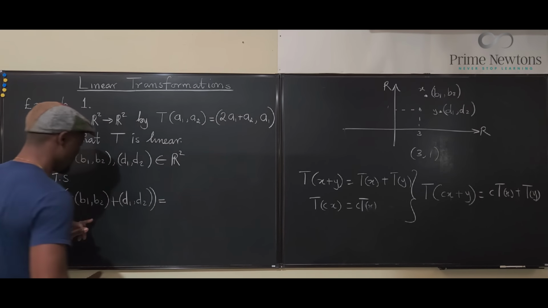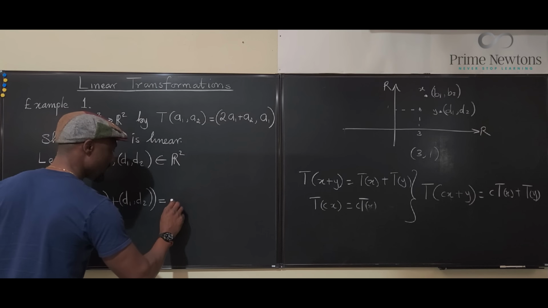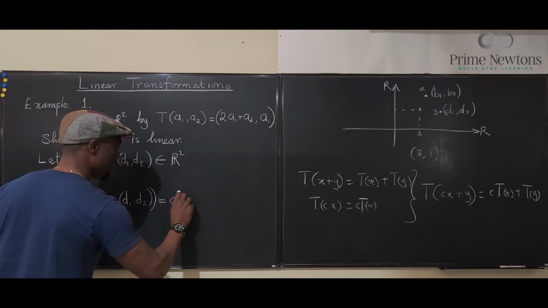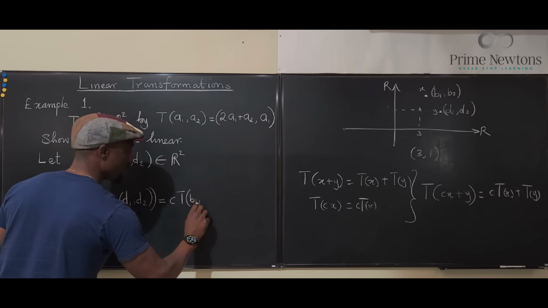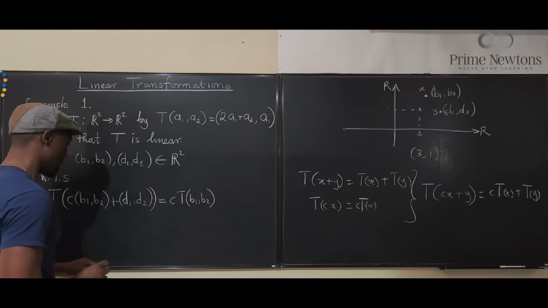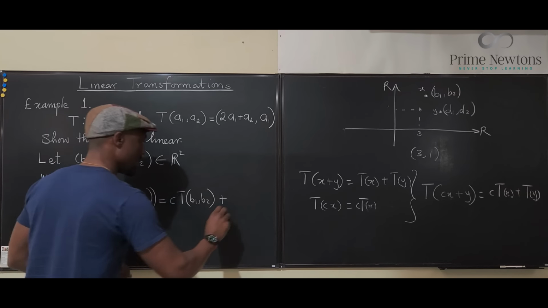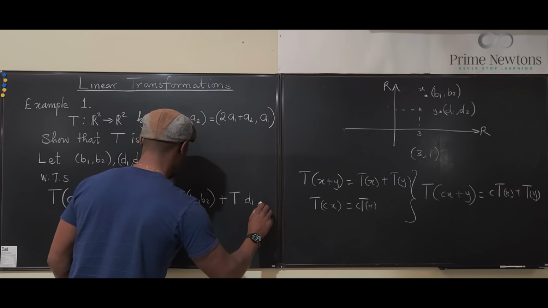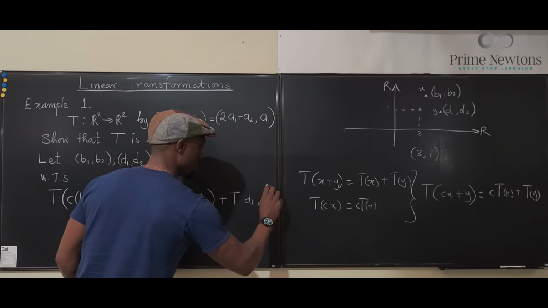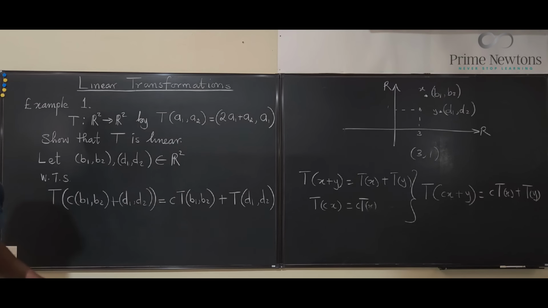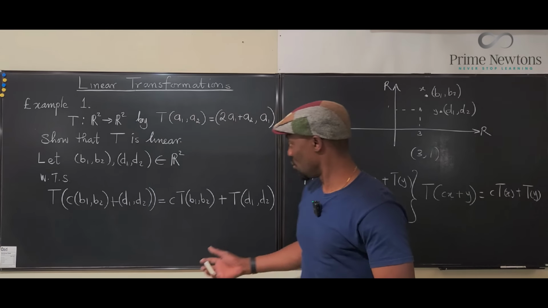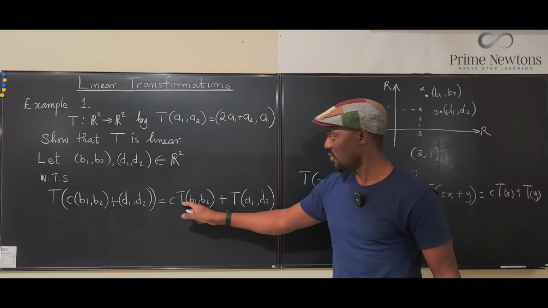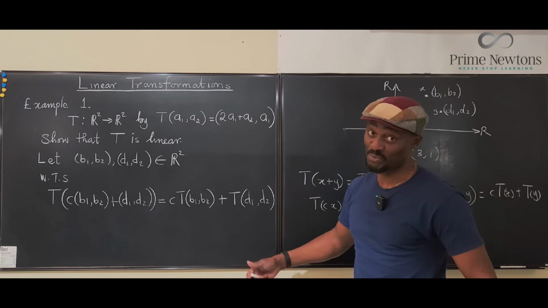will be equal to c times the linear transformation of b1, comma b2, plus the transformation of d1, comma d2. Okay, we just want to be able to show this, and if you can show this, you are perfectly fine. This c is multiplying the transformation. So let's begin the algebra.